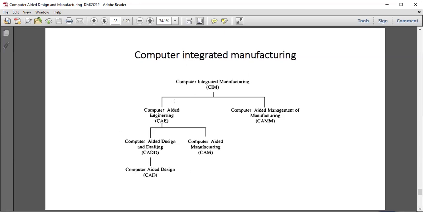Actually, computer integrated manufacturing can be divided in two categories, and one is computer aided engineering and computer aided management and manufacturing. So we have CAE, computer aided engineering. What is this computer aided engineering now? Because we have different terms: CAD, CAM, CAE. So CAE, or computer aided engineering, is also done by computer software.